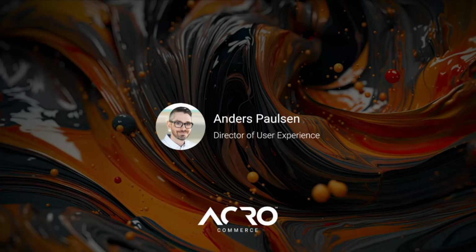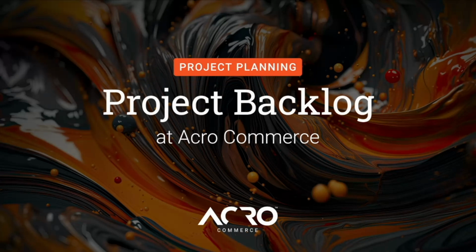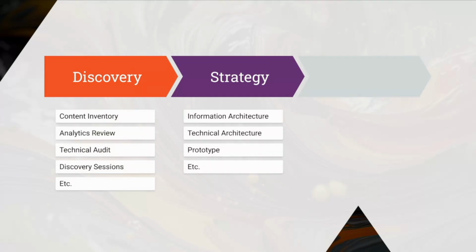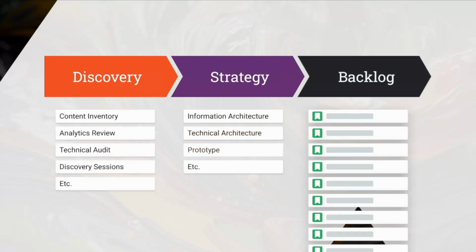In this final chapter of our project planning series, we'll cover the project backlog. In our previous videos, we covered our discovery and strategy phases, including the exercises and deliverables used to inform a strategy for development. We also looked at how our team captures project requirements as stories from the IA, TA, and prototype, which are collected in a project backlog as issues representing the project's scope of work.